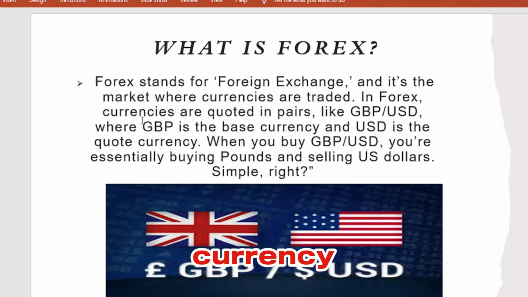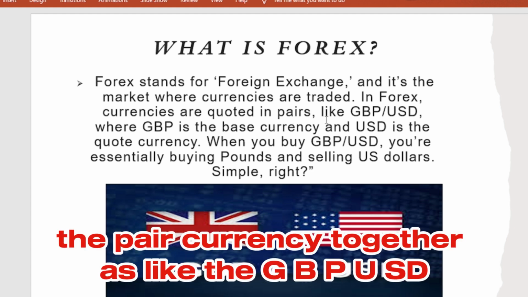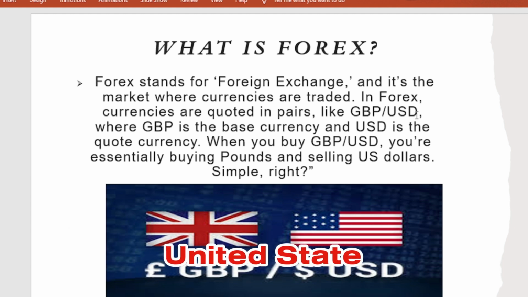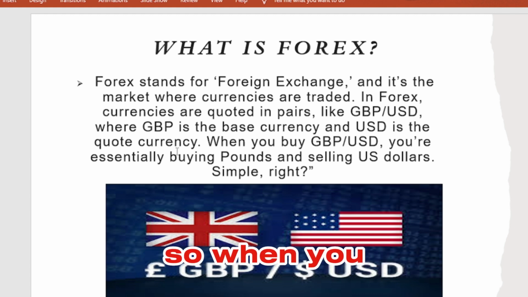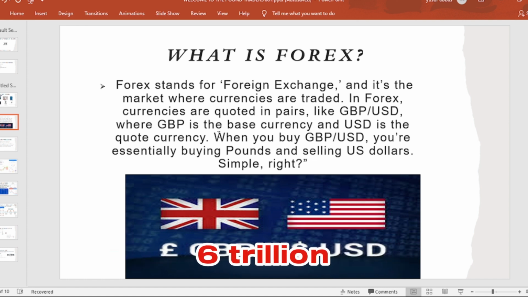In Forex, currencies are quoted in pairs. They pair currencies together, like the GBPUSD, which is the Great British Pound versus the United States dollar, where the Great British Pound is your base currency and USD is your quote currency. When you place a buy or sell on your MetaTrader 5, let's say you're buying the market, it means that you're buying pounds and you're selling US dollars. I believe that's clear enough. And the Forex market is the largest market in the whole wide world, with trading volume exceeding 6 trillion USD on a daily basis. This Forex market is open between Monday and Friday.